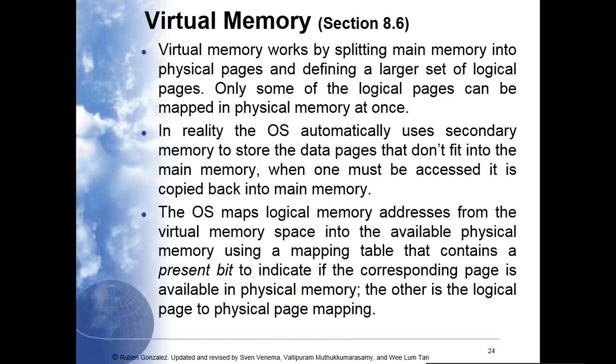So virtual memory works by splitting main memory into these physical pages, and then the program has as many logical pages as you need. They won't all fit into memory, though. The operating system will use the secondary memory, like the hard drive, to store the information that can't fit into memory, and it will have to map. Well, if something is on the hard drive and it's not in memory, when you need that part, where is it? How do I get it quickly? You have to have some kind of mapping.